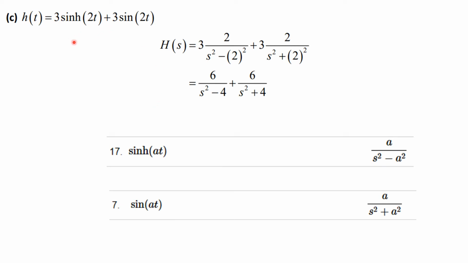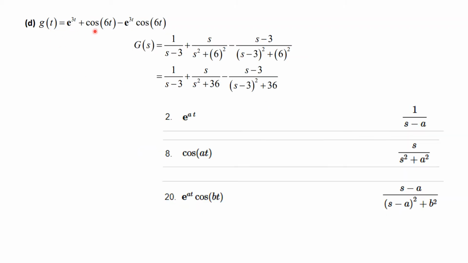Here's problem number C. Note that this is the hyperbolic sine, not the sine itself, and that is of course different, and so that's formula 17, and the other formula we need is number 7. So the 3's just sit there, and we substitute values from our formulas, and we get this as our final answer.